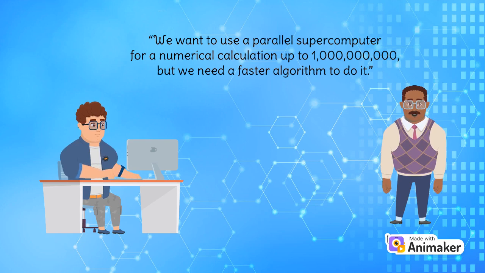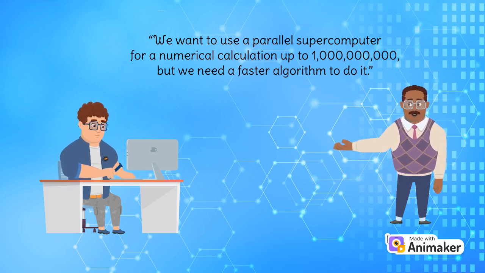Apparently, someone needed Steven's help on the design of an algorithm. They specifically said to him that they want to use a parallel supercomputer for a numerical calculation up to 1 billion, but they need a faster algorithm to do it. So basically, they had some problem, they found an algorithm, but it wasn't efficient enough for their 1 billion computations, and their computer stopped the work before it was meant to.